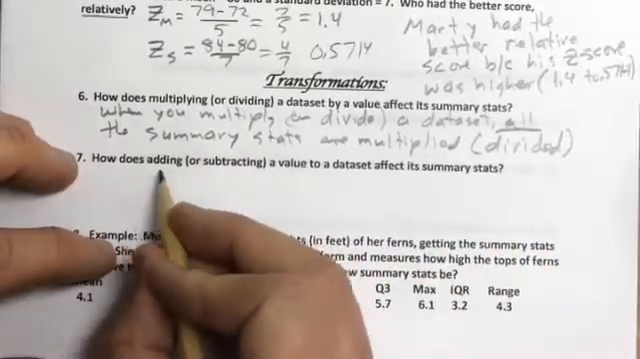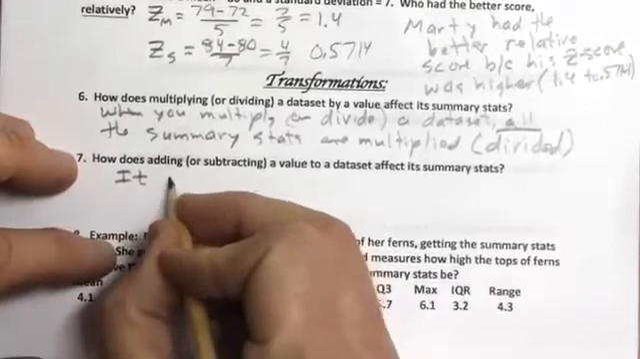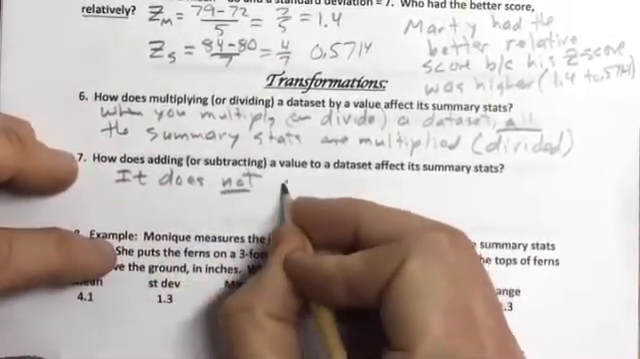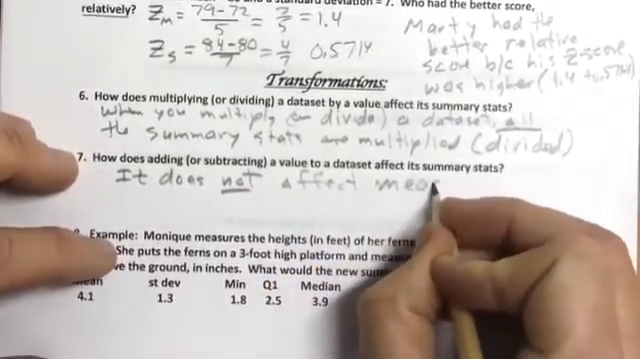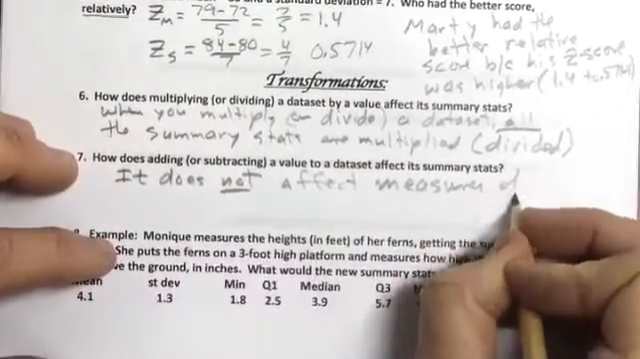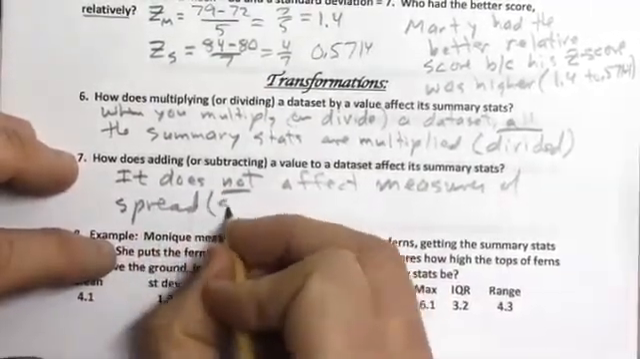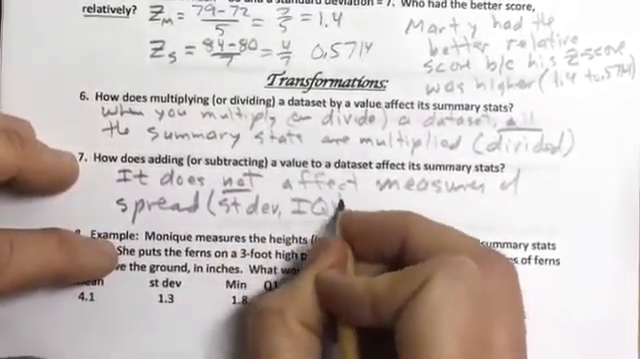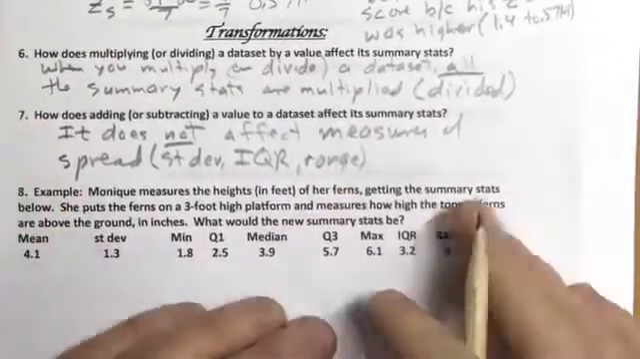So how does adding or subtracting affect measures of spread? In other words, the standard deviation, the interquartile range, and the range. It does not affect them, okay?